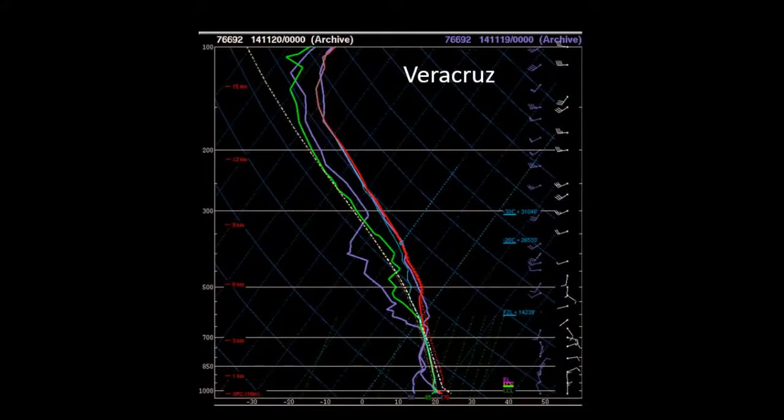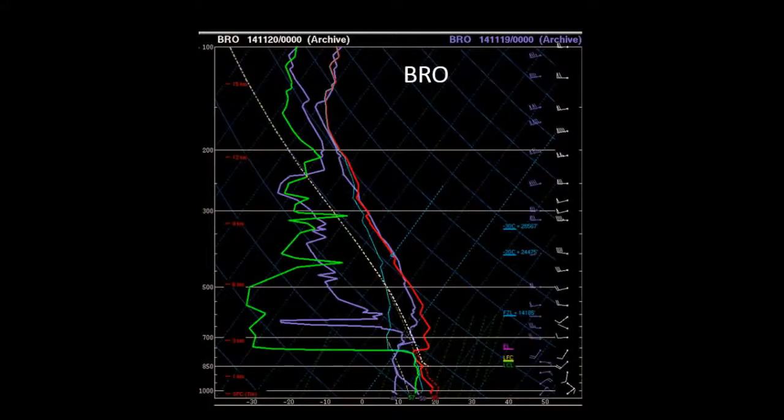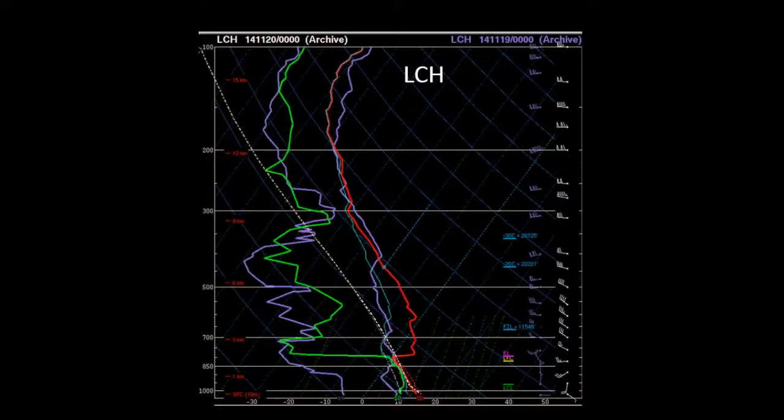Veracruz has already shown signs of moistening, and this is a response to the long fetch of post-frontal air across the entire Gulf of Mexico from northeast to southwest. Very moist, but again, it's not an unstable profile, it's just moistened. Brownsville, quite a bit of moistening has occurred. You see in the green, that's a fairly deep moist layer. But again, notice compared to the mid-levels, there's no buoyancy in this profile. It's moistened, it's a deep moist layer, but it's not sufficiently moist.